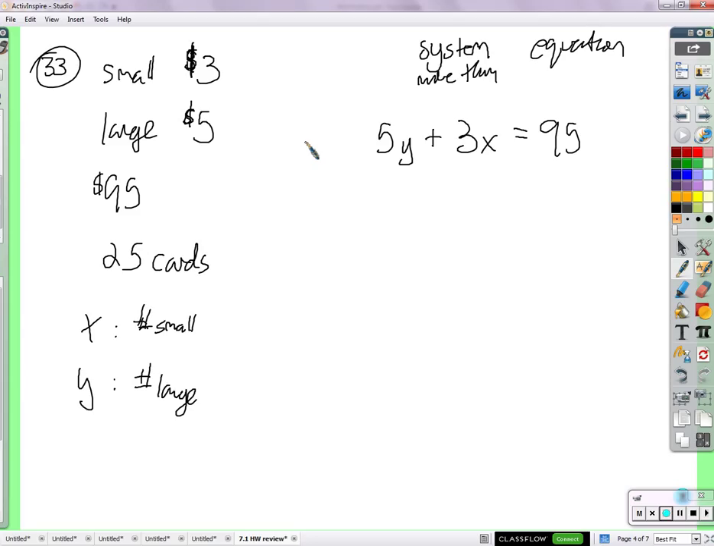Then 3 times x, so that's the price of a small card times the number of small cards, is going to be how much you made off the small card. And when we add together those two dollar amounts, we should get the total dollar amount, which we know to be 95.